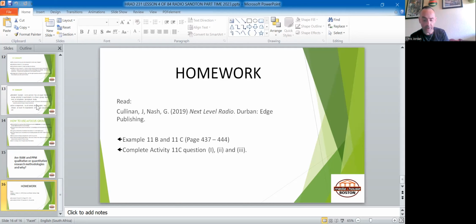And then you can go through example 11C, which deals with a little bit of the BCCSA, etc. And that is it for this lesson.